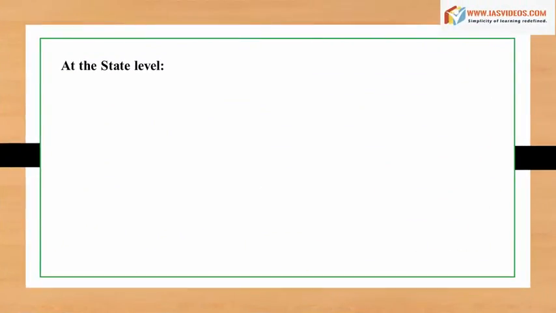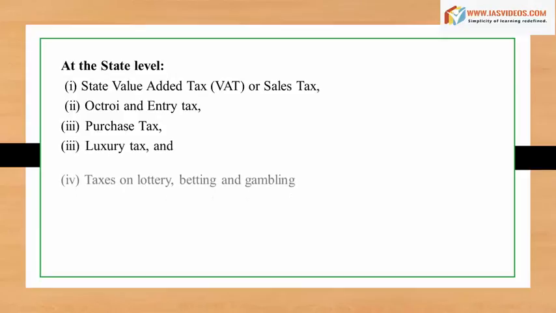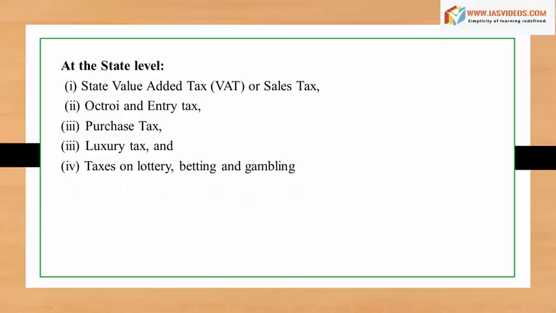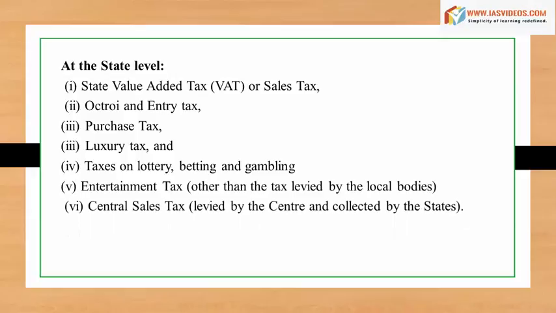At the state level: 1. State value-added tax, VAT, or sales tax. 2. Octroi and entry tax. 3. Purchase tax. 4. Luxury tax. 5. Taxes on lottery, betting and gambling. 6. Entertainment tax, other than the tax levied by the local bodies. 7. Central sales tax, levied by the center and collected by the states.